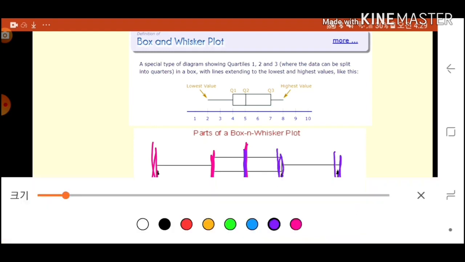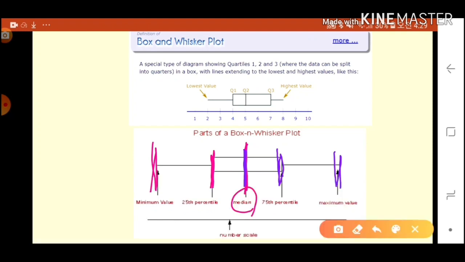So basically, if I had 100 values, from here to there is 25%. 25 values would lie in here, again 25 values between the lower quartile and the median, another 25 values from the median to the upper quartile, and another 25 values from the upper quartile to the maximum value. So the data is divided into 4 quartiles. That's what the box and whiskers represent.